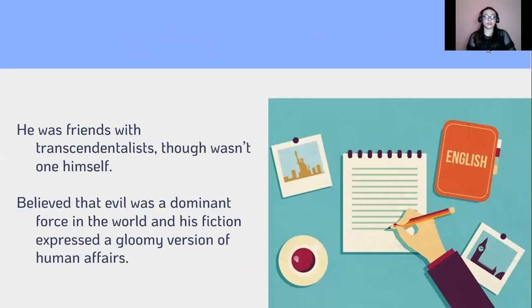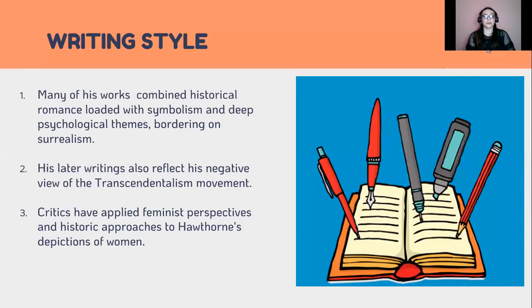He actually believed that evil was the dominant force in the world, and his fiction expressed a gloomy version of human affairs. So one thing that many of Nathaniel Hawthorne's short stories have is that there's some part of romantic relationship between some characters, but there's also the evil around all that plot, around all the actions in the story.